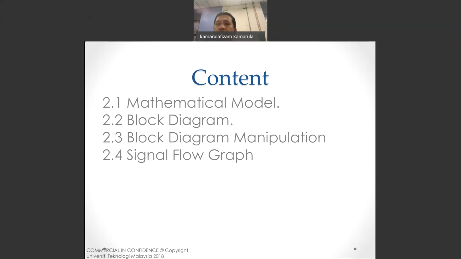In this chapter, we will be looking into building and constructing mathematical models of different control systems, and from that mathematical model we will be constructing a block diagram. And then once we construct a block diagram, we will see how we can use some rules to manipulate the block diagram to simplify it so that we can simplify our mathematical model. And then we are going to use a tool called signal flow graph to do this simplification.